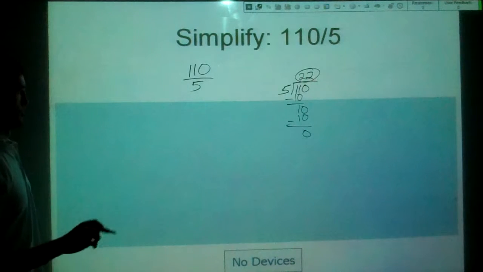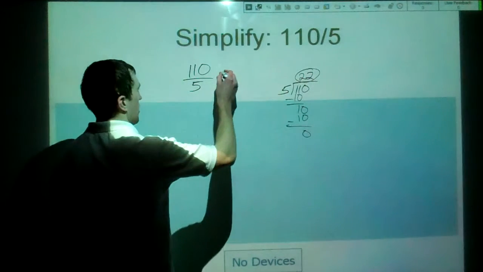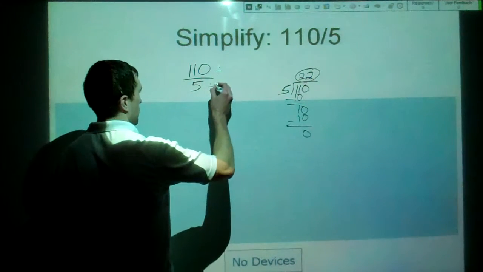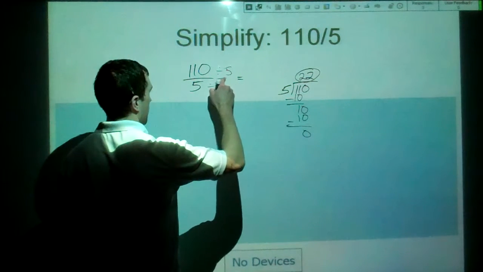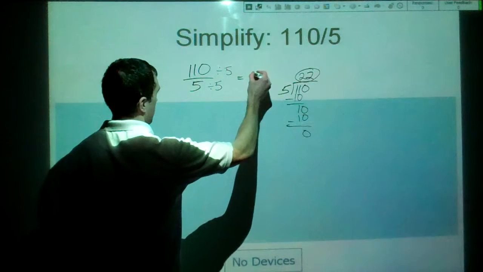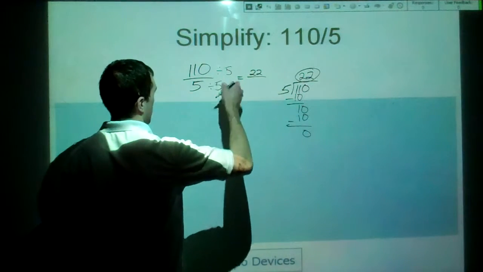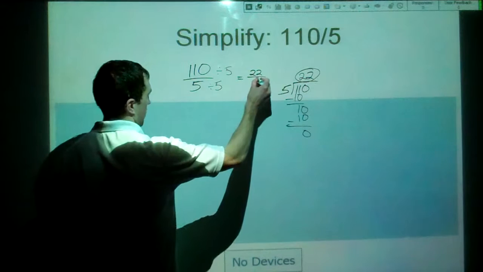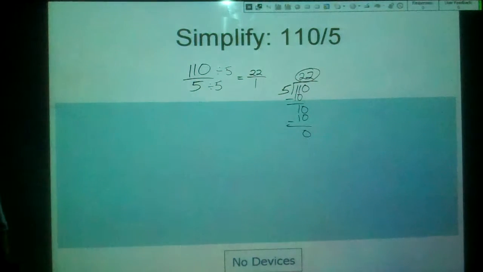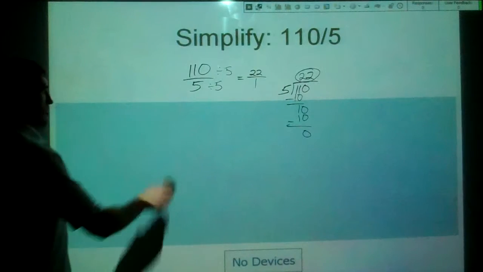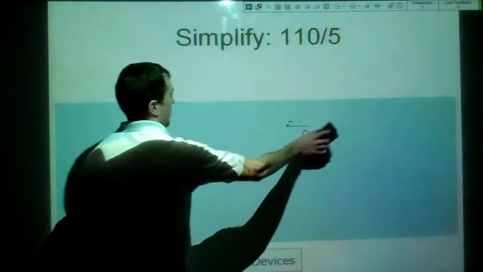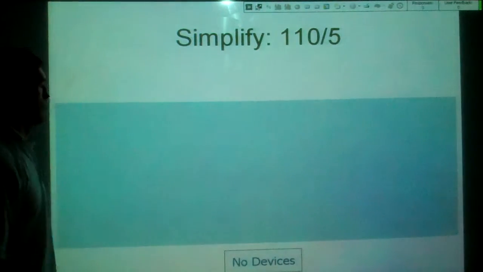If you would have just reduced it, like usual, we know that 5 goes into both of these. So reduced by 5, 110 divided by 5 is 22, 5 divided by 5 is 1. 22 over 1 is just 22. So 2 different ways for that. I'm going to check my time. Okay. Most likely we'll be breaking this up into 2 parts today. We've got time for a couple more here.